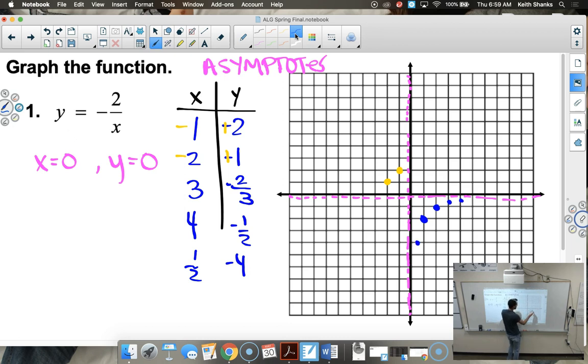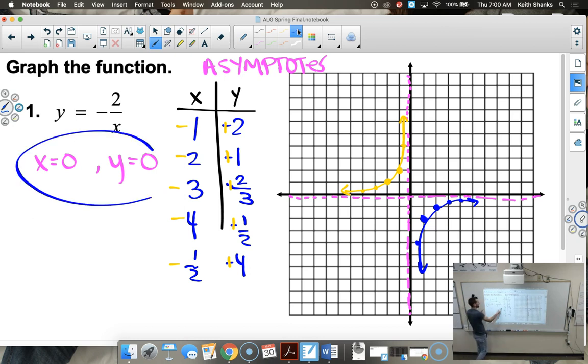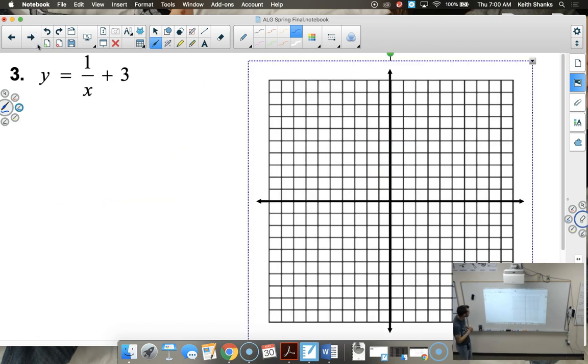So all of those values, if I changed this to negative, this would change to positive. So -3, 2/3, -4, 1/2, -1/2, +4. And you get the idea, hopefully, of what your graph looks like. Again, a key to that is these asymptotes and recognizing your graph moves away from those values.